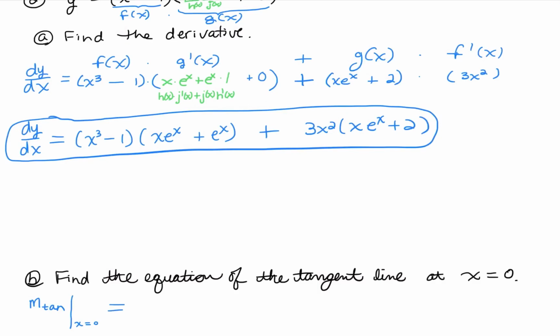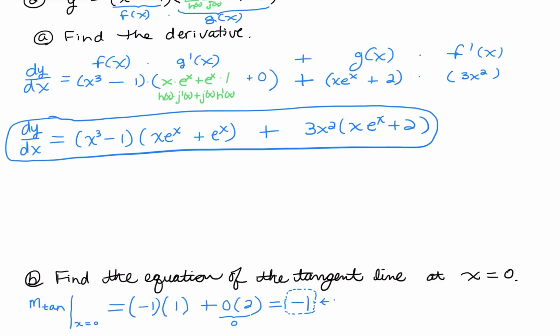So that would look like 0 cubed minus 1, which is just minus 1, and then times, well, the first term, again, x is 0. And then plus e to the 0, which would just be 1. And then plus, in my second term, 3 times 0 squared is just going to be 0. And really 0 times anything, it happens to be 2, is still of course just 0. And so the slope of my tangent line here is -1.